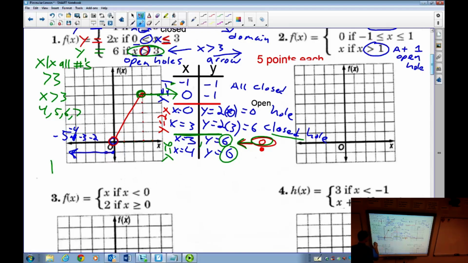Do it in blue. Okay, so the domain has to do with what? X values or Y values? Say it out loud. Let your parents hear it. Your brother, sister. Okay, so the domain is the x values. X values. Okay, so we're going to look at our x values.